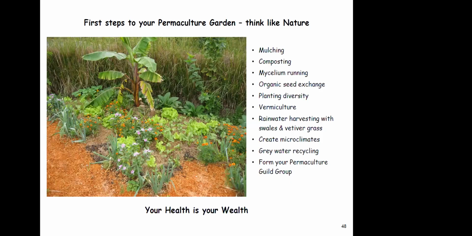And then remember that your health is your wealth. If you eat good organic food, it improves your health, it improves your bioregion, it improves the whole planet.